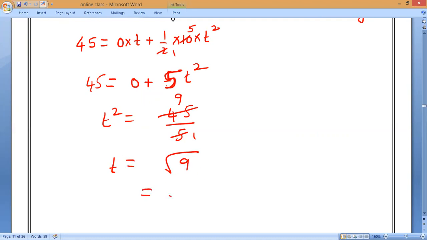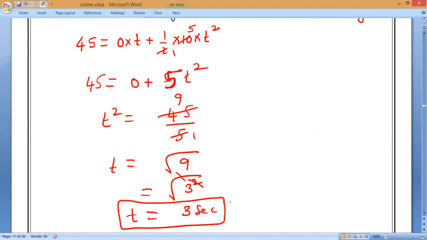Which is equal to what? Root of 9 means I can write 3 square. So the square and root will get cancelled. So t is equal to how many seconds, guys? 3 seconds. Clear? Now this is the time. So the time period I found.